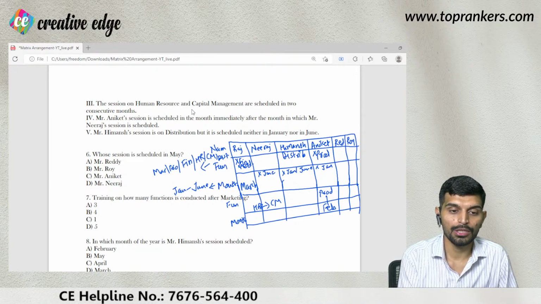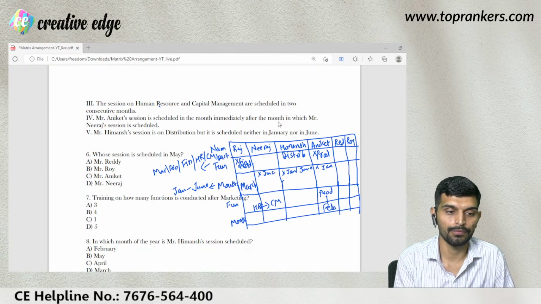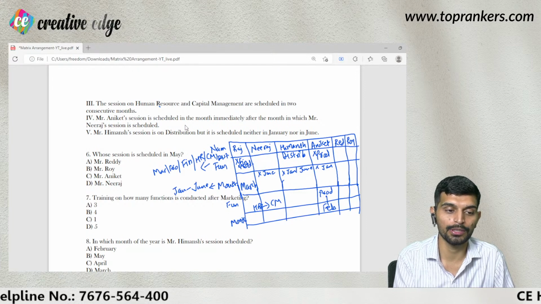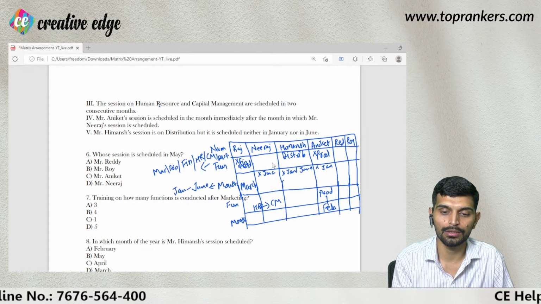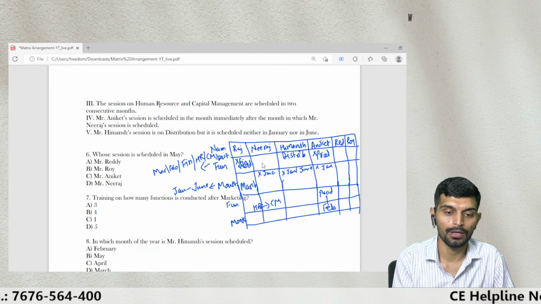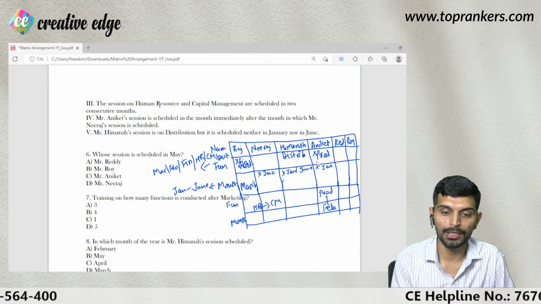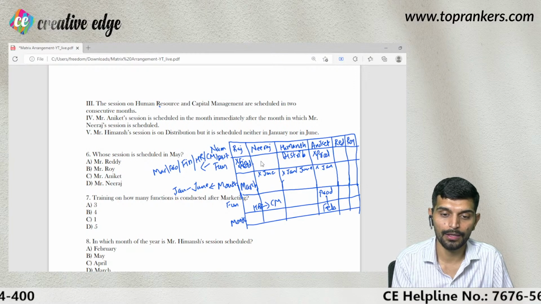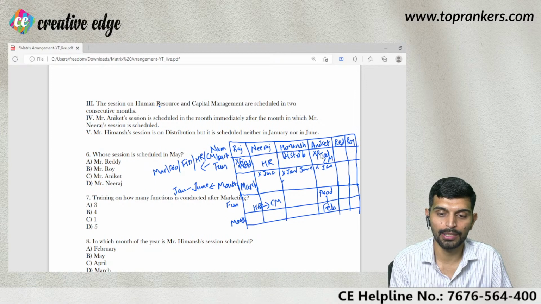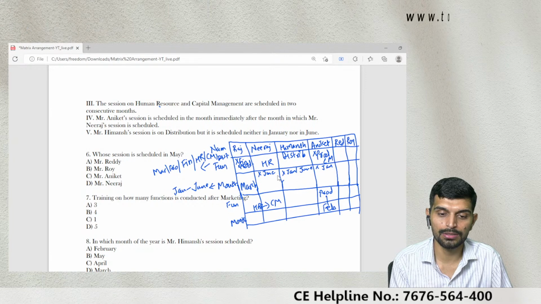But you have to keep this in mind that HR and capital management are consecutive months, right? And Aniket is scheduled immediately after the month Neeraj. So Neeraj and Aniket should take back to back. So if Neeraj is taking HR, then capital management must be taken by Aniket. Okay. Then these 2 months are consecutive.